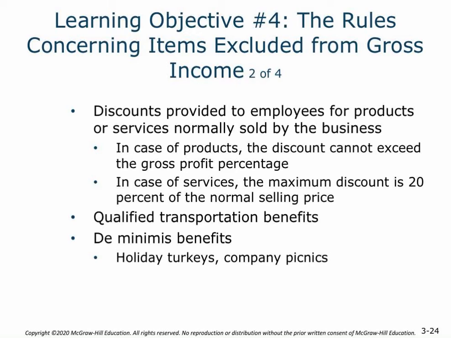Also, discounts provided to employees for products or services normally sold by the business. In the case of products, the discount cannot exceed the gross profit margin, so you can't essentially take a loss on those products. In the case of services, the maximum discount is going to be 20%. You're also going to have qualified transportation benefits, and then what are called de minimis benefits. So if you receive a holiday turkey or go out to a company picnic or something like that, these are additional things that the company is technically doing to provide you a value, but it's of such a small amount that it does not need to be included in gross income.